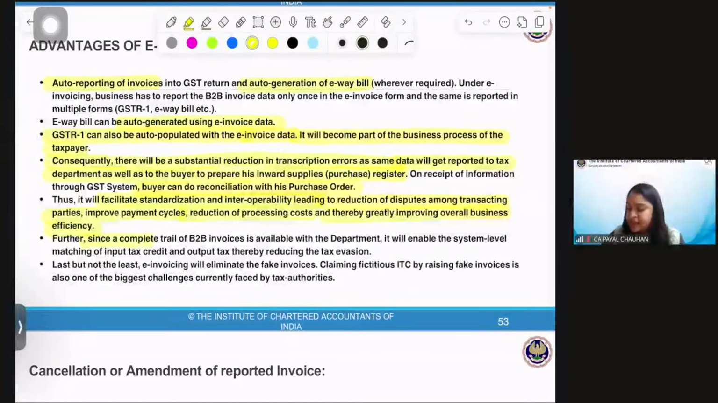Further, since a complete trail of B2B invoices is available with the department, it will enable the system level matching of input tax credit and output tax, thereby reducing the tax evasion. The tax department will have real time information both about the supplier and about the recipient. Last but not the least, e-invoice will eliminate the fake invoices. Now I can't issue a fake invoice. Claiming fictitious ITC by raising fake invoices is also one of the biggest challenges currently faced by the tax authority. So elimination of fake invoices will also be done.